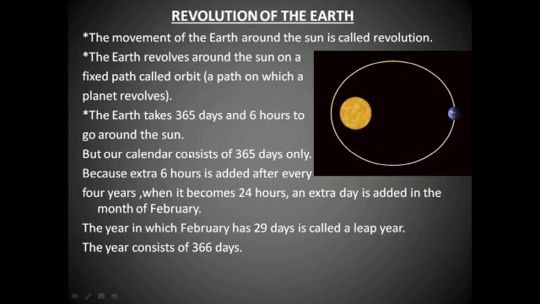Our calendar consists of 365 days only. Why? Because an extra 6 hours is added after every 4 years. And when it becomes 24 hours, an extra day is added in the month of February. The year in which February has 29 days is called a leap year. The leap year consists of 366 days.